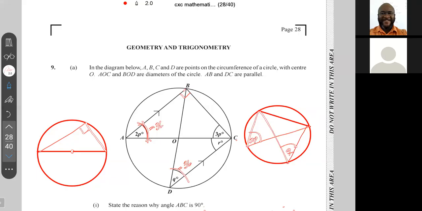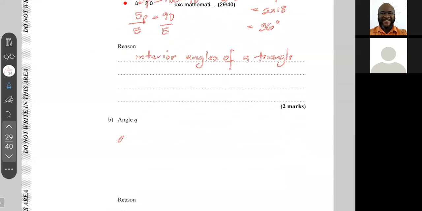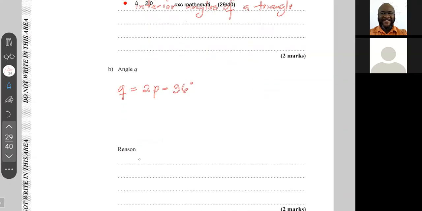So I'm going to say that Q is equal to whatever 2p is equal to, which is what? 36 degrees. And the reason for that is that they are angles in the same segment.